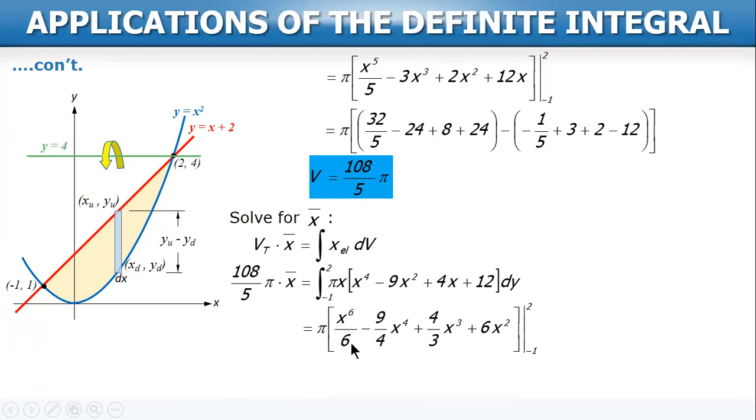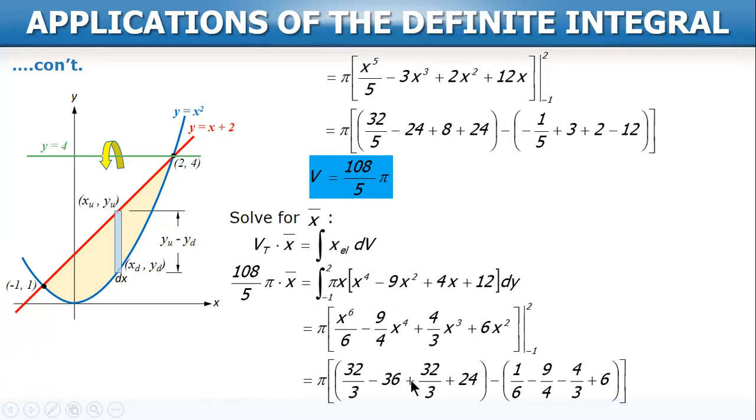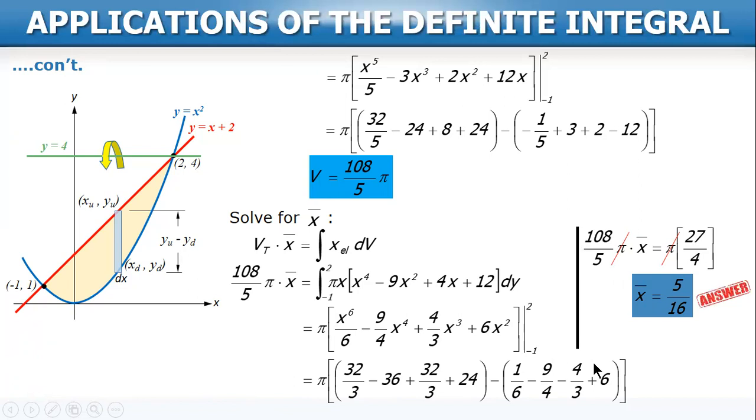I have x raised to 6 over 6. And also with the other terms. And then we evaluate. Okay. And then simplify these terms, equate on the left side, we have this. So the total is 27 over 4. And cancel pi. And then 27 over 4 divided by 108 over 5. Our x bar is 5 over 16.